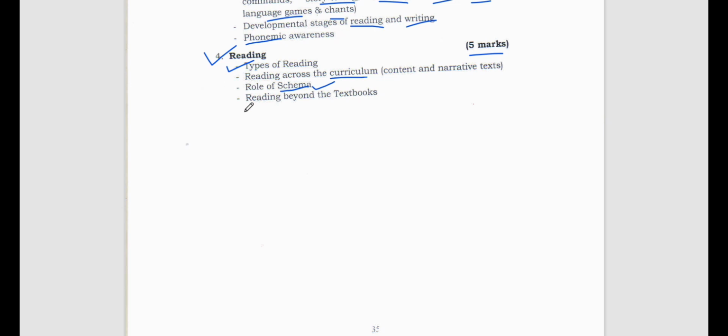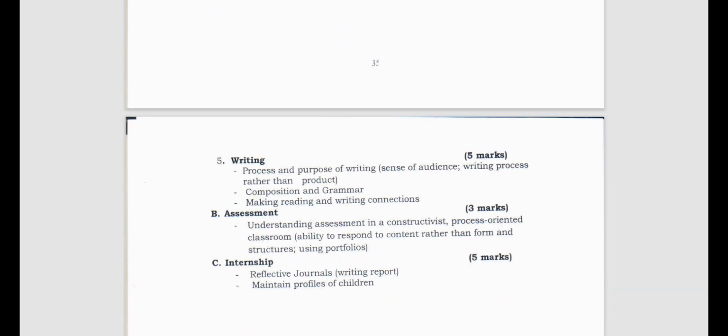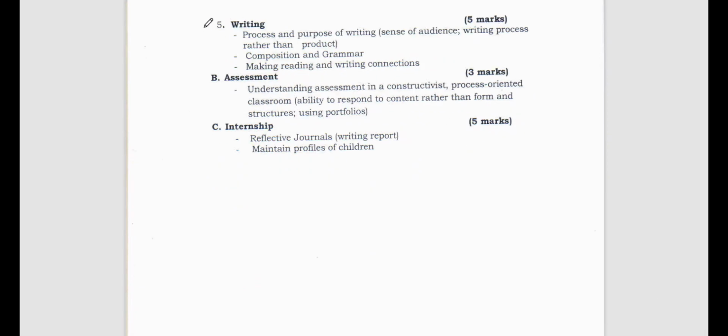Then reading beyond textbooks. Then how do we go beyond the textbook in the process of reading? What are the different things we can read, like newspapers, articles, journals, magazines, right? So we can go beyond the textbooks. Then let's see another one, that is writing. And writing is for how many marks? It is for 5 marks. Now let us see what do we mean by writing. So process and purpose of writing, sense of audience, then writing process rather than product.